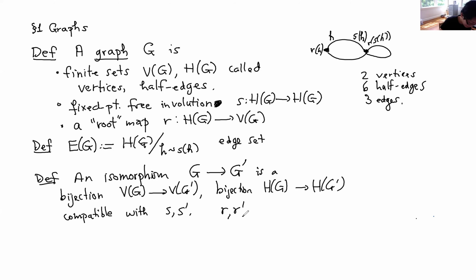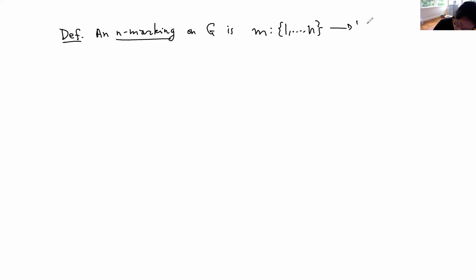All right, so let me turn the page. So definition: an n marking. So fix some non-negative integer n, then an n marking on a graph is but a function m that sends 1 through n to the set of vertices. So you're just marking the vertices. Could be surjective, might not be, could be injective, might not be. This is just a marking function.